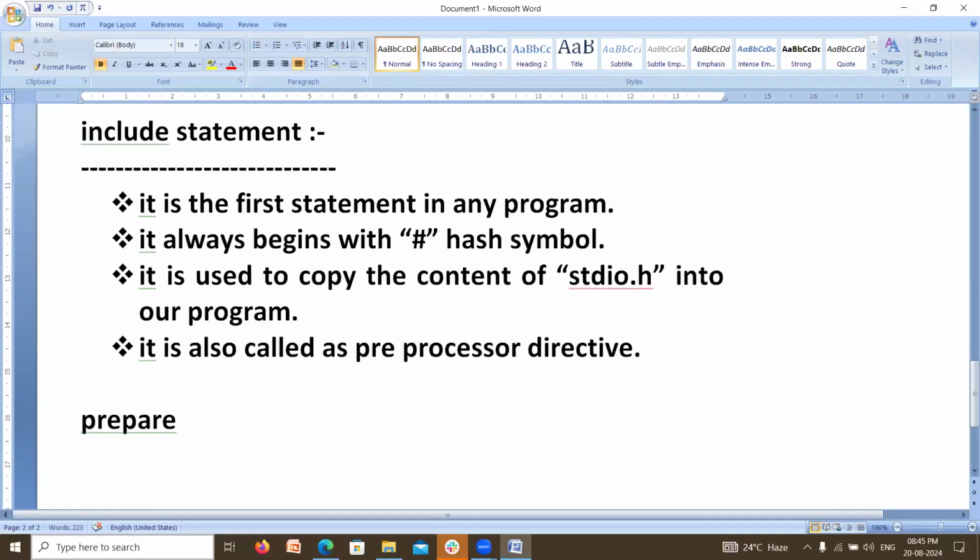Then we need to eat. Dinner preparation, one step. Having the dinner, second step. Right. In the same manner, you write your program.